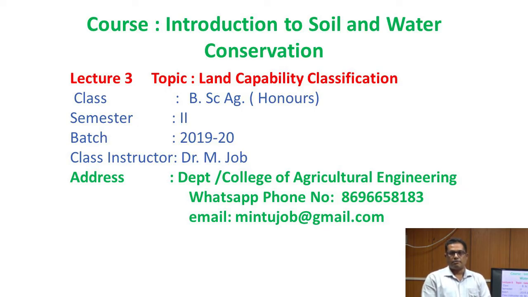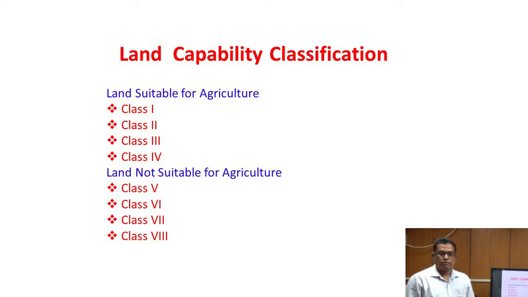Land suitable for cultivation comes under arable land, and the land which is not suitable for cultivation comes under non-arable land, or land where we cannot profitably cultivate crops. So according to this classification, which is also popularly known as LCC, there are two broad classifications: land which is suitable for cultivation, or arable land, and land which is not suitable for cultivation, or non-arable land.